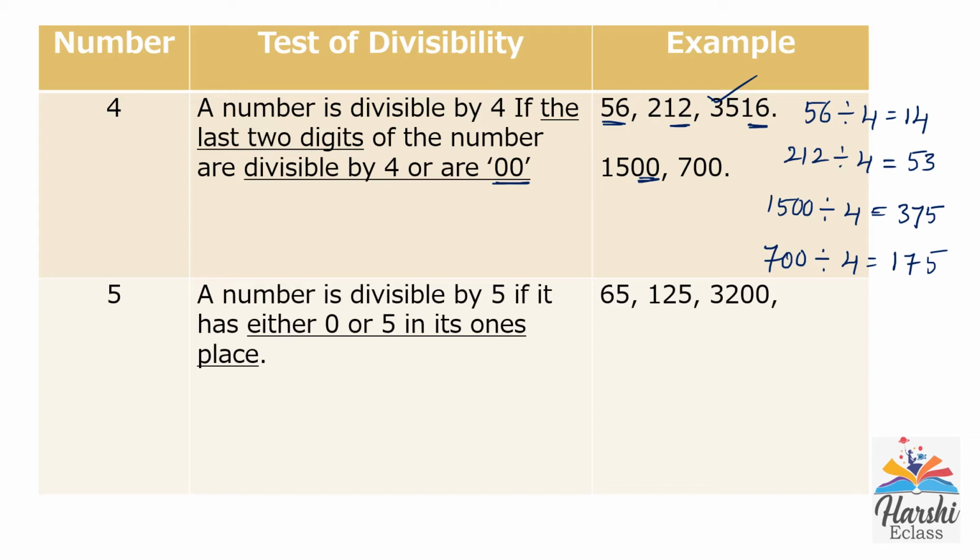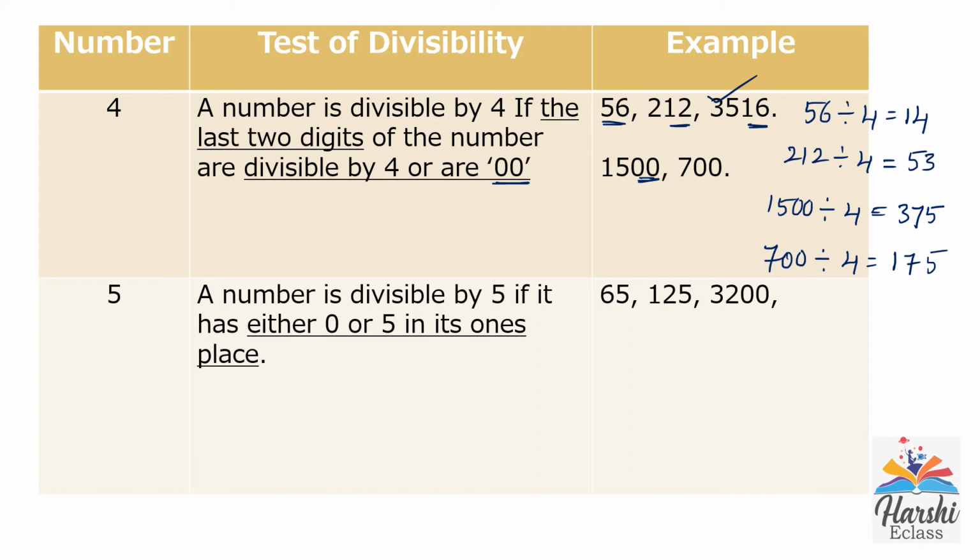ones place and tens place. If the two digits are divisible by 4, then the number is completely divisible by 4 without leaving any remainder. Or the number is ending with two zeros, then also it is divisible by 4.